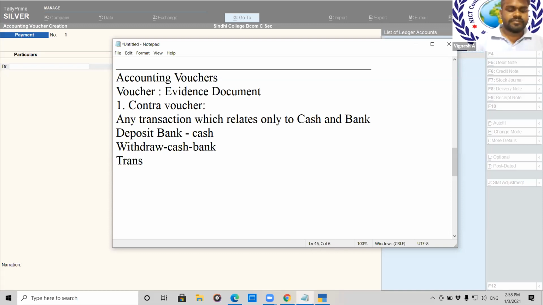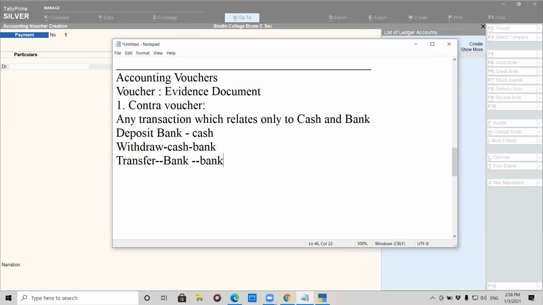Lastly, about your transfer. If you're transferring from one bank to another bank, this is also a contra only. Both should be your company's banks, not others' banks. If you're transferring to another company's bank, that means you're making a payment.